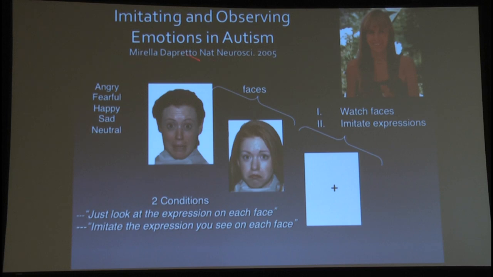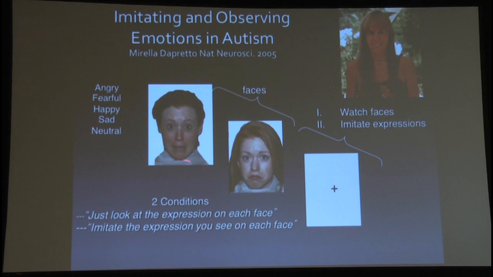My colleague Morella DiPreto did this study where she showed kids with autism and typically developing kids faces conveying different emotions, and she would tell them either just look at the face or imitate the facial expression. And just to make sure that we knew what the kids with autism were doing, we actually videotaped them making expressions, and then blind raters went in to see if they knew how to make the expressions, see if they were actually doing the same thing, and they do. And the raters couldn't tell which kids had autism and which kids did not, just based on their ability to imitate a facial expression. So they actually can do this task.